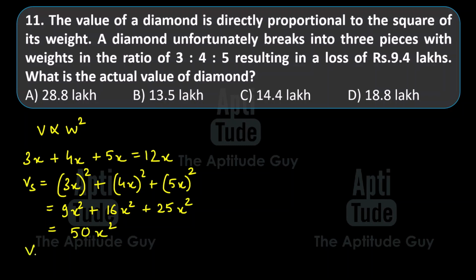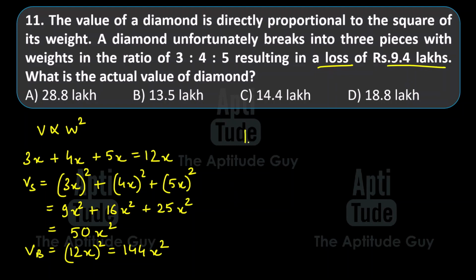Now what will be the value of the big diamond? The weight of the big diamond is 12x, so the value will be 12x whole square, that is equal to 144x square. So you see the difference? The weight is the same, but the value has decreased significantly after the breakage because it is directly proportional to the square of the weight. Now, they have mentioned that because of the breakage, the loss is 9.4 lakhs.